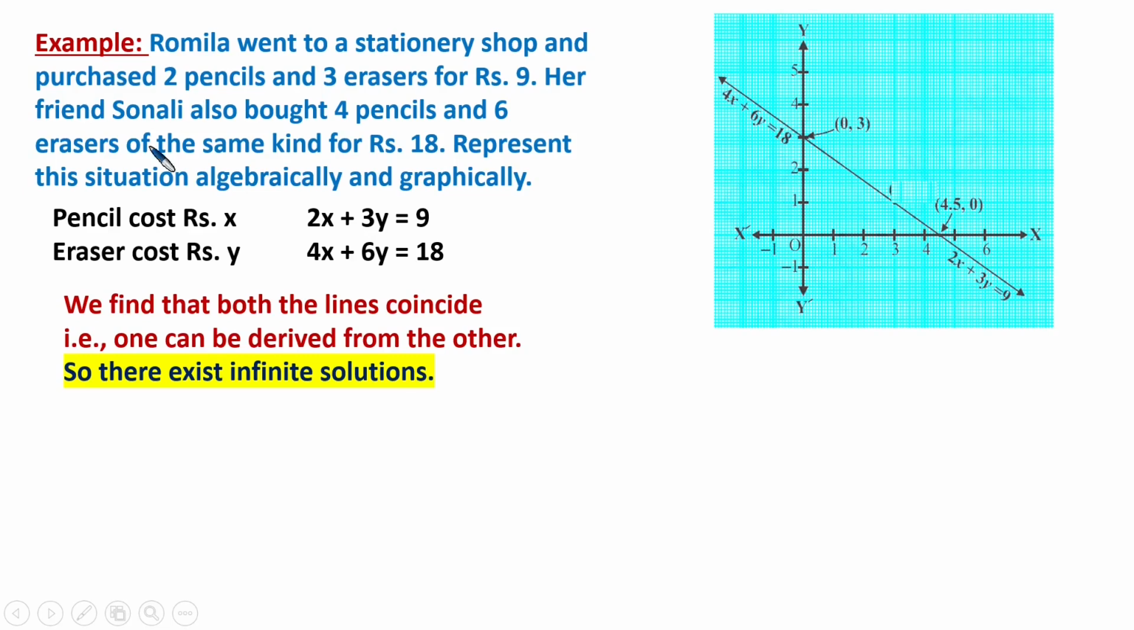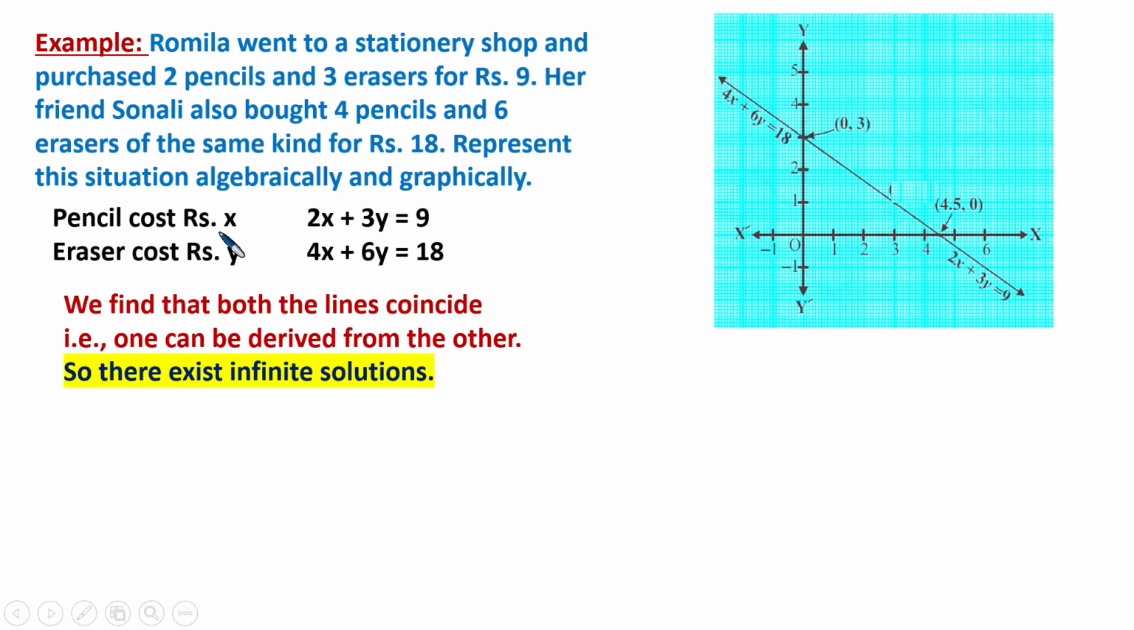Another example of how to set up the equation. Romila went to a stationery shop and purchased 2 pencils and 3 erasers for ₹9. Please pause it and read it. I may be going a bit fast, but you are supposed to pause and read this and then follow what I'm saying. Her friend Sonali also bought 4 pencils and 6 erasers of the same kind for ₹18. Represent this situation algebraically and graphically.